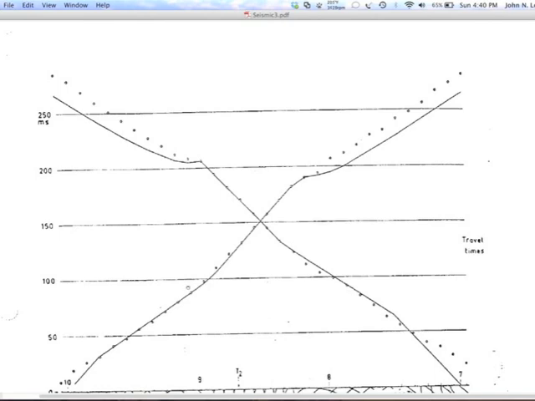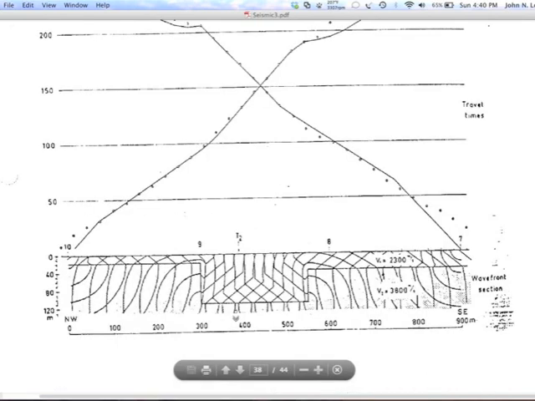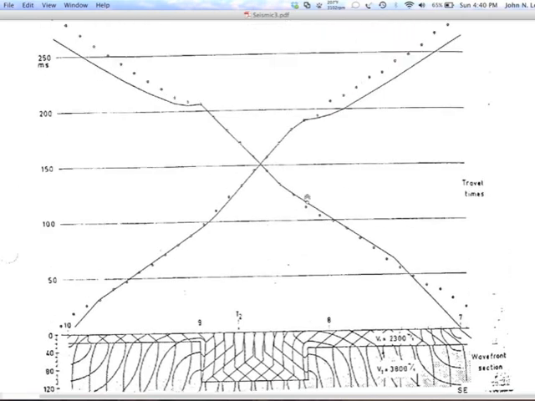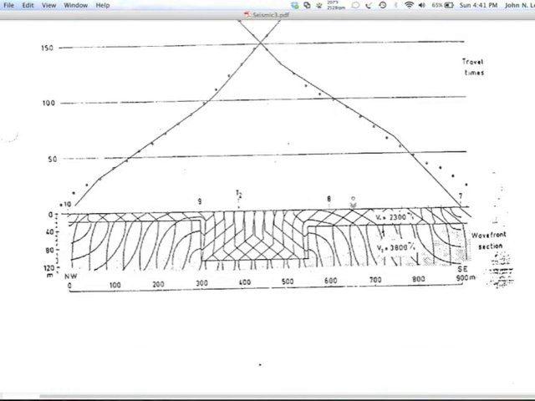But they are seeing the waves go past this corner here and go into the graben, then they're significantly delayed. You can see that you get the volcanic velocity, and then their first arrivals lean back, significantly offsetting these travel times.